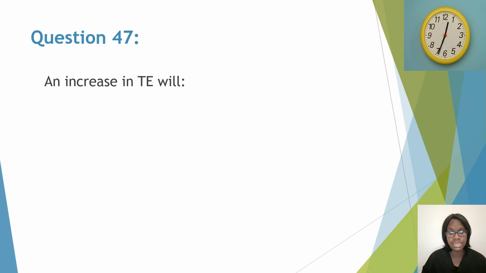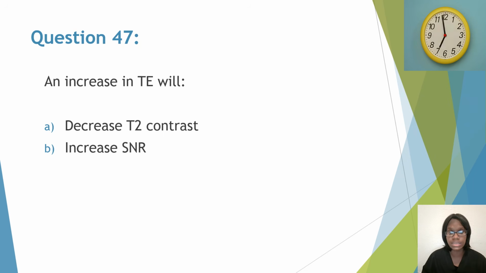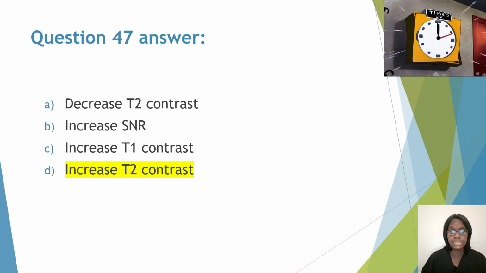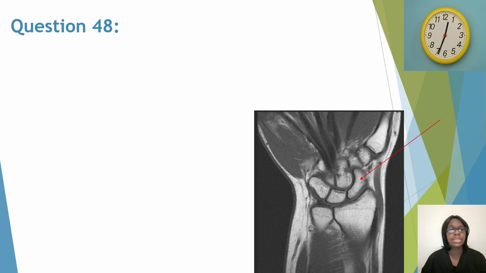Question 47. An increase in TE will A, decrease T2 contrast, B, increase SNR, C, increase T1 contrast, D, increase T2 contrast. All right, the correct answer is D, increase T2 contrast.